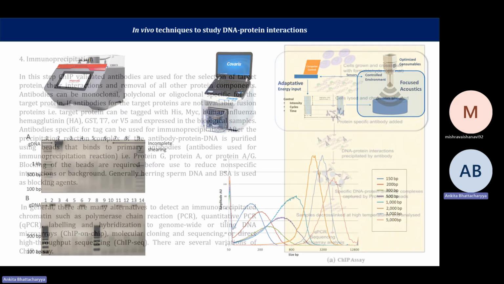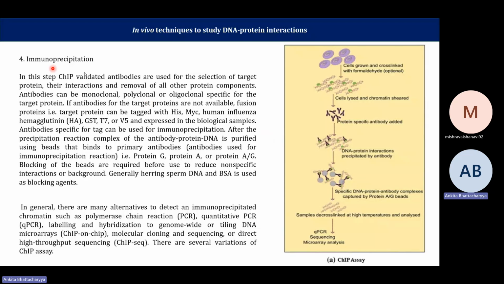Next comes the immunoprecipitation step, which is again very crucial. Here, ChIP-validated antibodies should preferably be used. Why so? Because ChIP, if you think about it, is a very resource intensive protocol. Also, ChIP qPCR is usually performed after ChIP-seq analysis has been done, and it is used as a more common validation.